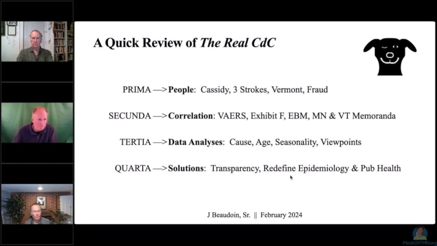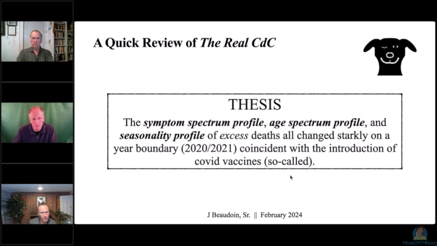All right. The thesis of the book: the symptom spectrum profile, that's the causes of death; the age spectrum profile, how old people are, by what cause; and the seasonality profile, when in the year do they die of what given cause at what ages. Okay, they all changed starkly on a year boundary, 20 to 21, coincident with the introduction of COVID vaccines, if you want to call them that. Now that's impossible. Diseases don't change how they kill you on a year boundary.